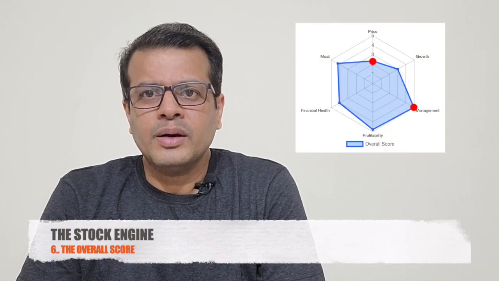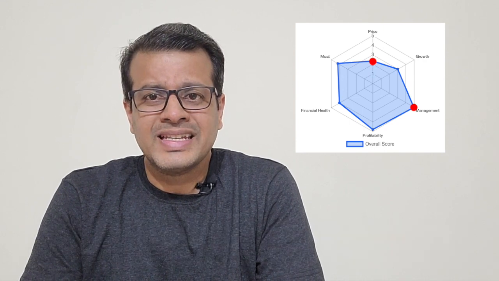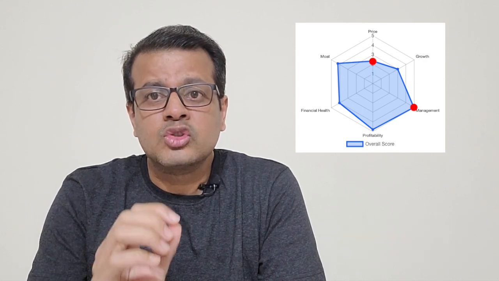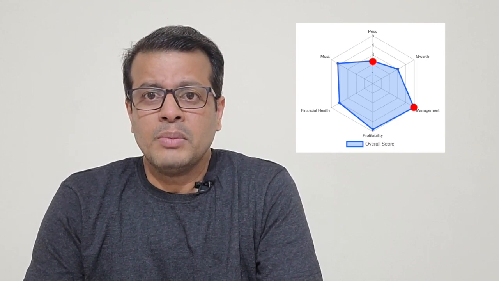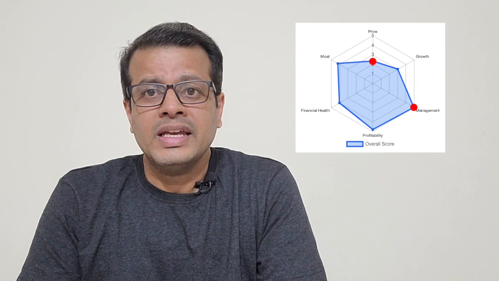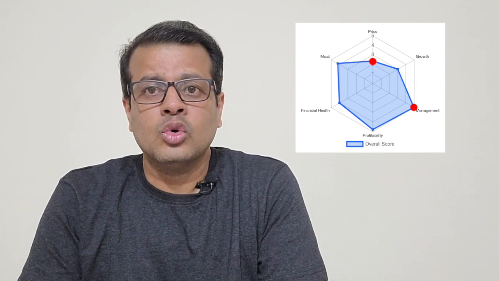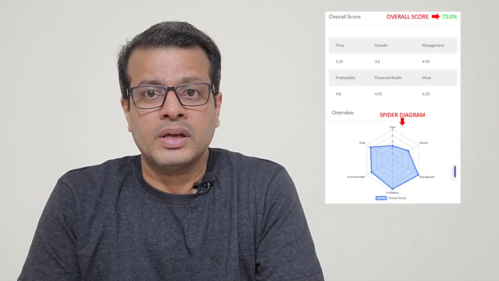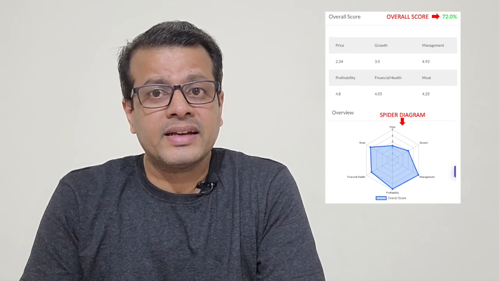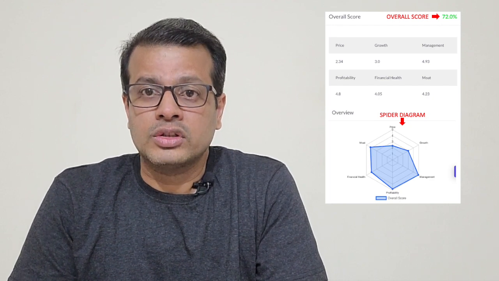Suppose you are studying a company whose quality of management is excellent. In the spider diagram, it will score very high points on quality of management. But suppose the same stock is very overvalued. Then you will see a low score on the price front. This type of deep analysis is possible using the spider diagram. It not only analyzes the stock deeply, but also makes it very understandable for users.